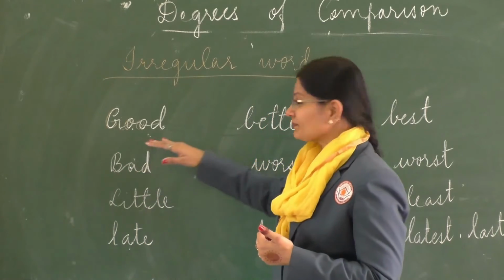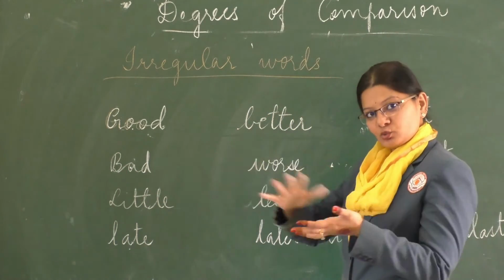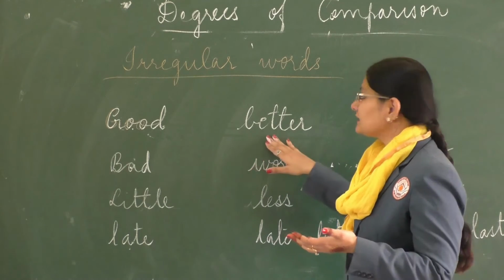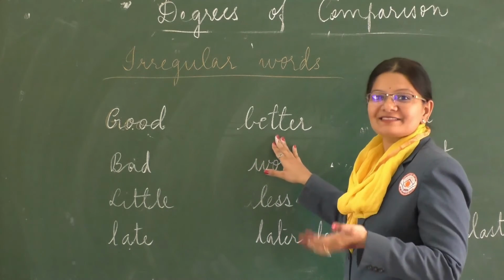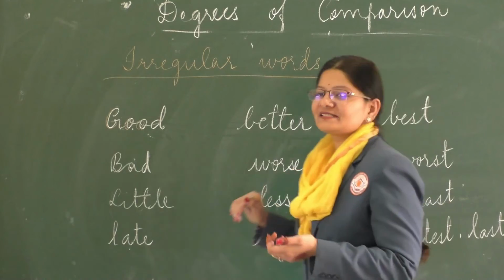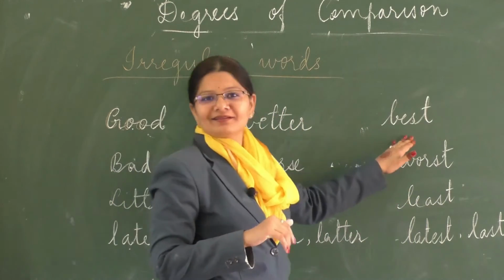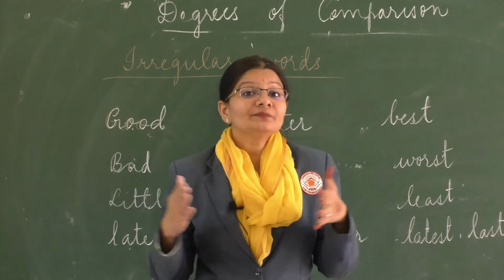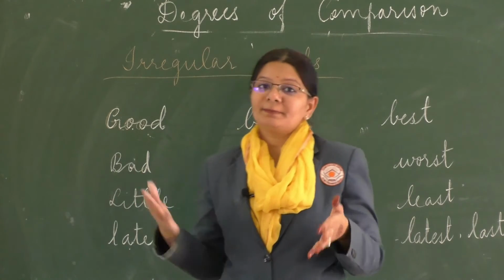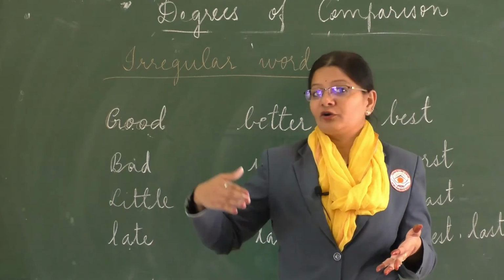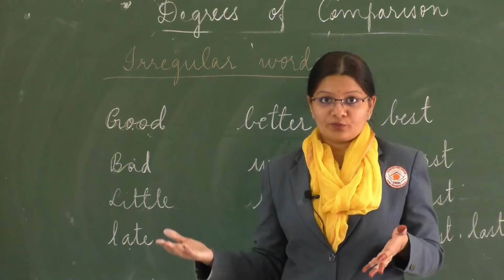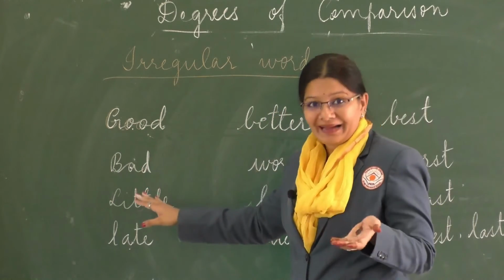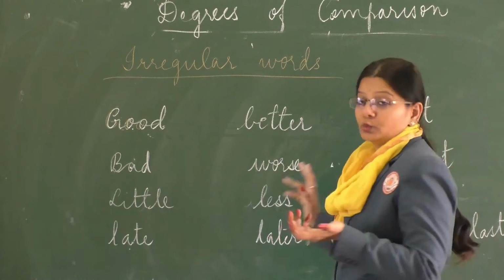It's like good. When you compare two people, it's like Radha is a good girl, then Shyama is better than Radha, and then I'll say I think Ramya is the best. So here we are doing a comparison, but we are not adding ER or IER anymore. We simply have irregular words: good, better, best, bad, worse, worst.